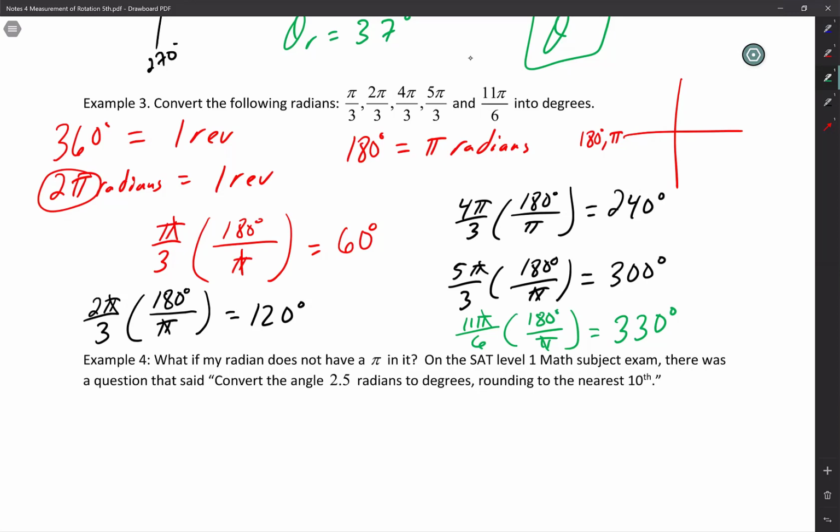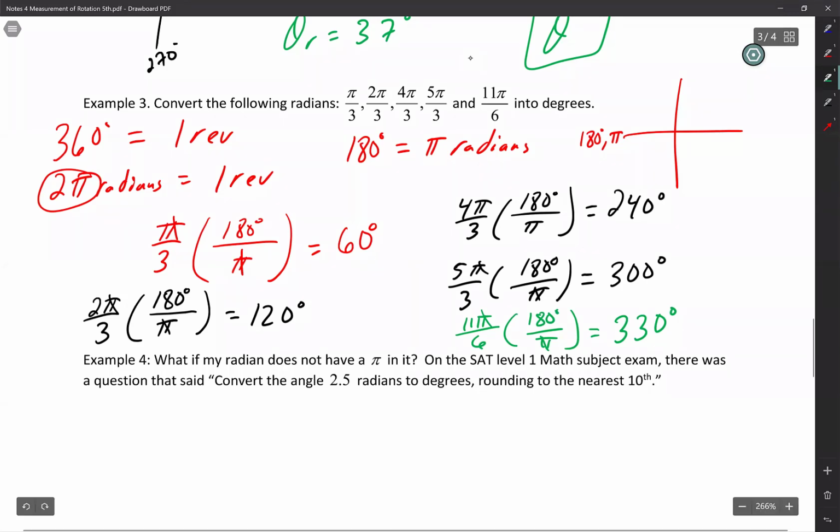Pi. If you're going from degrees to radians, you have to switch your scale here. Instead of 180 degrees over pi, you have to go pi over 180. Okay. You know what I mean? Yes. Okay. Now check this out, guys.